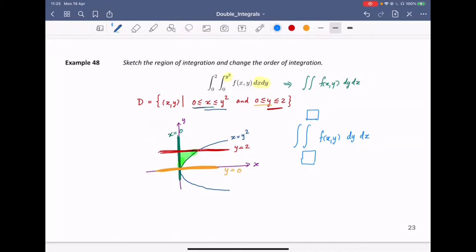But let's think about what your boundary is going to be. I asked you here, the question mark here. If I want to integrate dy first, what is going to be your boundary here? Now it is debatable between 0 to 2 or root x to 2. What do you think? 0 to 2 or root x to 2?